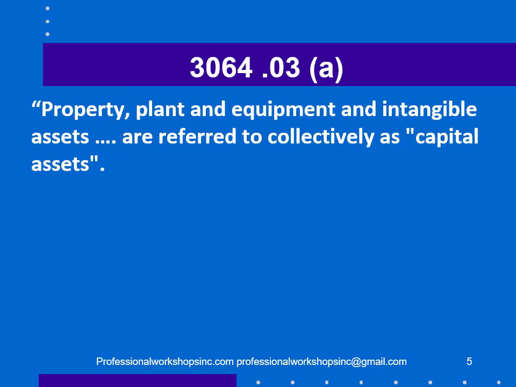Now, one thing that's interesting as we think about the proper term to use: property, plant, and equipment and intangible assets are referred to collectively as capital assets. So the phrase capital assets is bigger than property, plant, and equipment, or bigger than fixed assets, because it includes intangible assets. So fixed assets and capital assets are not the same term. And I guess maybe you shouldn't replace the term fixed assets with capital assets unless the caption also includes intangible assets, goodwill, trademarks, and stuff like that. So if it's only property, plant, and equipment, capital assets may not be the correct term.